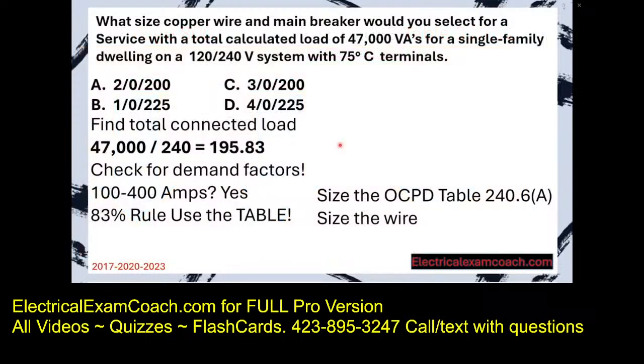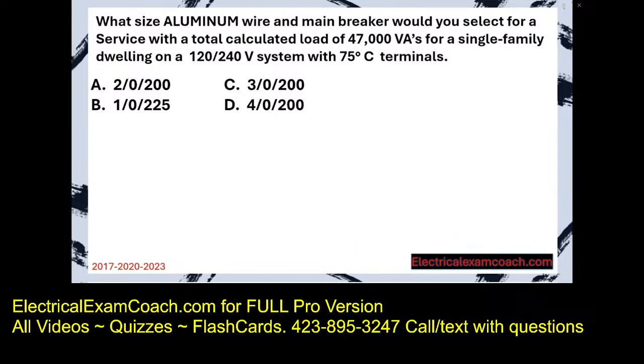What size aluminum wire and main breaker would you select for a service with a total calculated load of 47,000 VAs for a single family dwelling on a 120/240 volt system with 75 degree C terminals? Step 1, we're going to find our total connected load. In this case, they've given it to us, and we're just going to divide, just like we did before. Now, we check for demand factors.